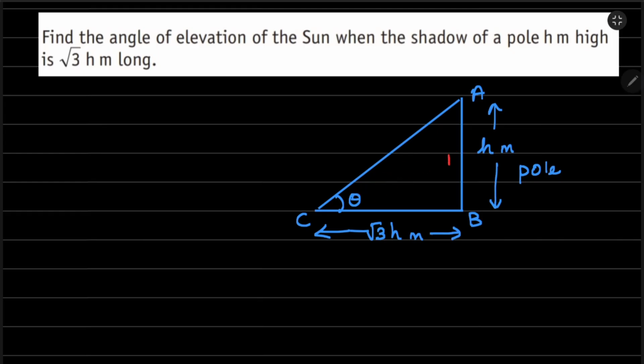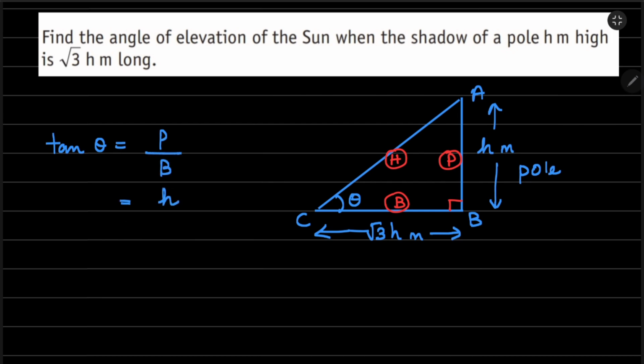Okay, this is your angle of elevation, which is theta. So if this is theta, AB becomes your perpendicular. This is your 90 degrees. So this is your hypotenuse and this is your base. You have to find the angle of elevation. Okay, now what are the two things given? You are given perpendicular is h, base is root 3h. So which trigonometric ratio relates P and B? It is tan. So we can write tan theta is equal to perpendicular by base, P by B.